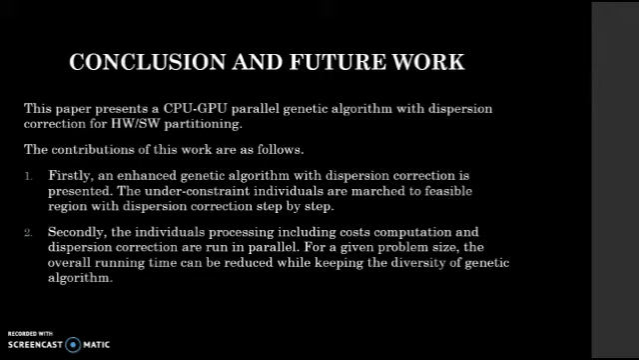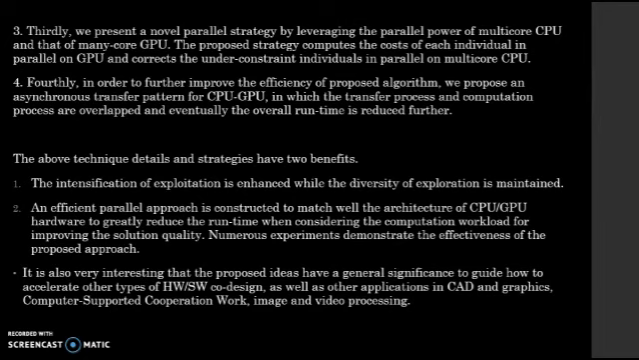Secondly, the individual processing, including cost computation and dispersion correction, is run in parallel. For a given problem size, the overall running time can be reduced while keeping the diversity of the genetic algorithm. Thirdly, we present a novel parallel strategy by leveraging the parallel power of multiple CPU and that of many-core GPU. The proposed strategy computes the cost of each individual in parallel on GPU and corrects the unconstrained individuals in parallel on multiple CPU. Fourthly, in order to further improve the efficiency of the proposed algorithm, we propose an asynchronous transfer pattern for CPU GPU in which the transfer process and computation process are overlapped, and eventually the overall runtime is reduced further.